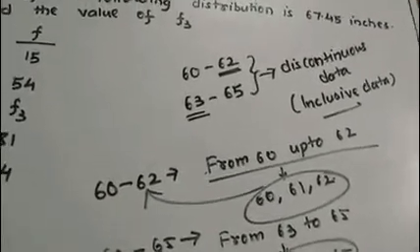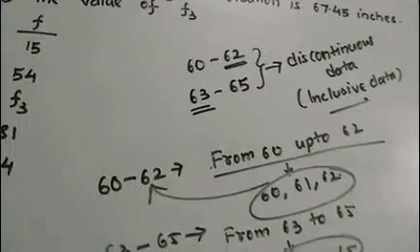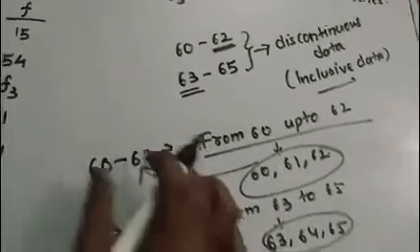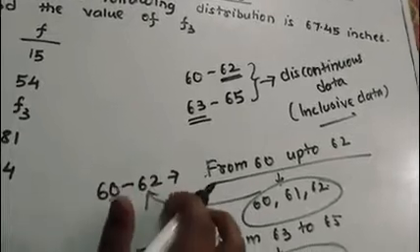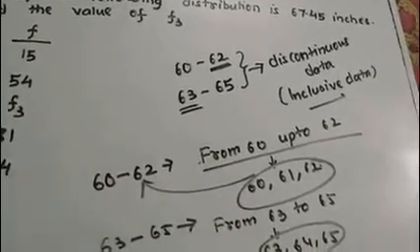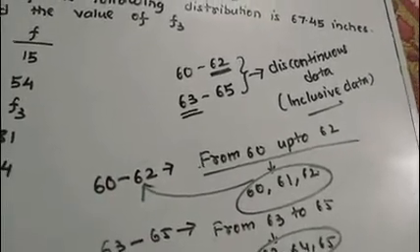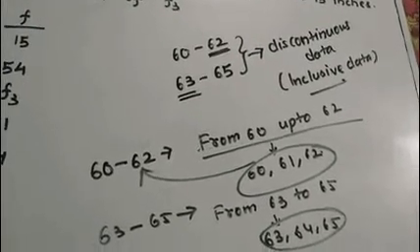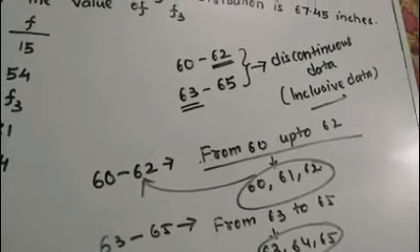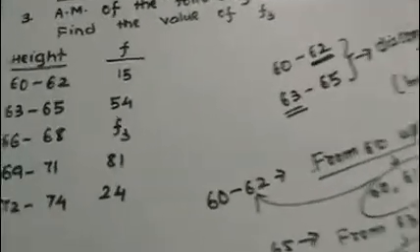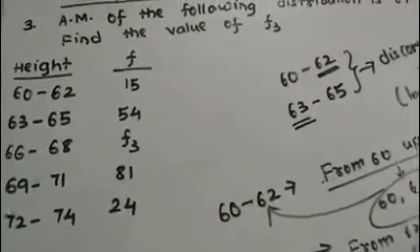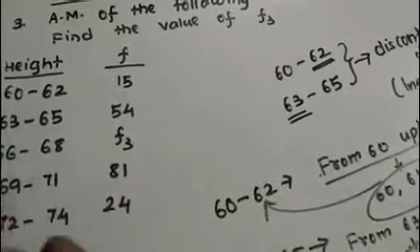So this is the difference between inclusive data. In inclusive data, the boundaries are included, both lower as well as upper. But in the case of continuous data, that is exclusive data, the upper limit data are excluded. Got the difference? So now the first thing is that these all are discontinuous.